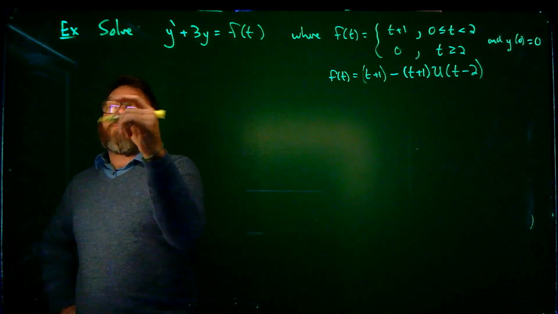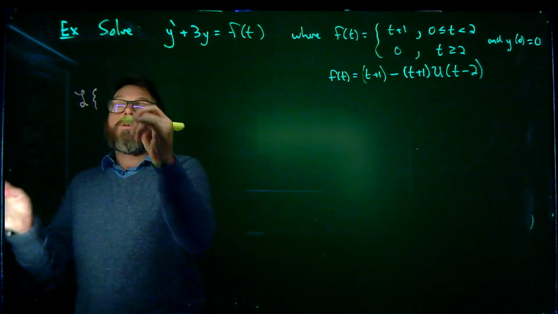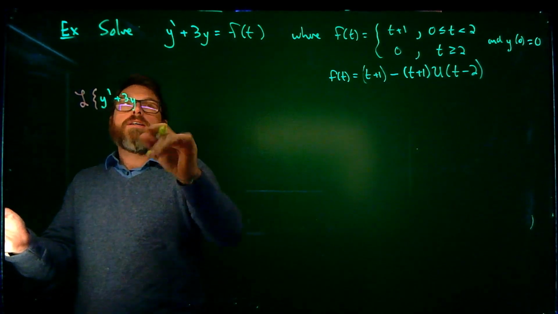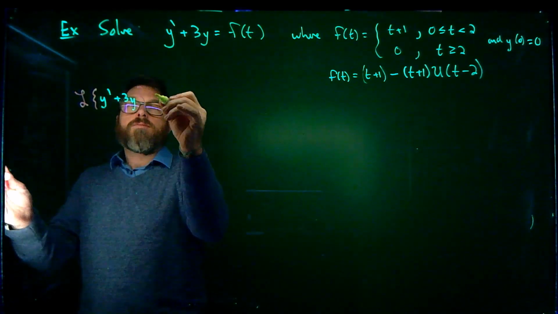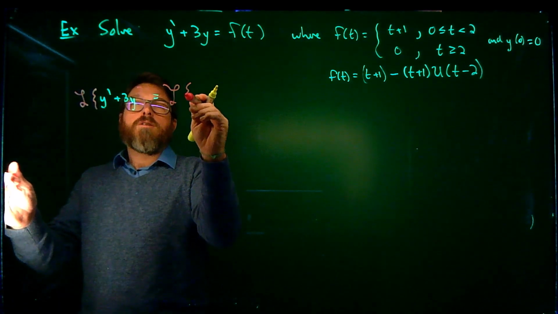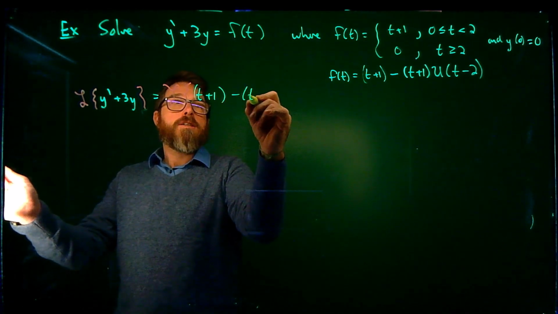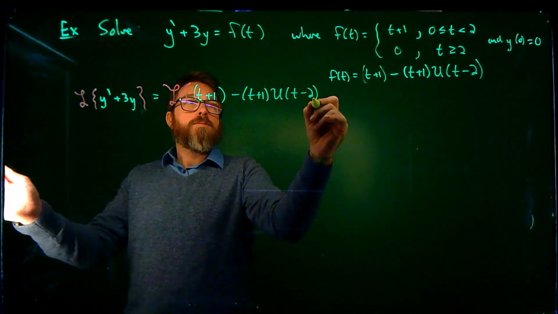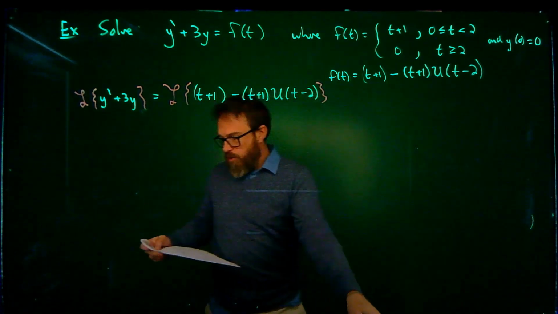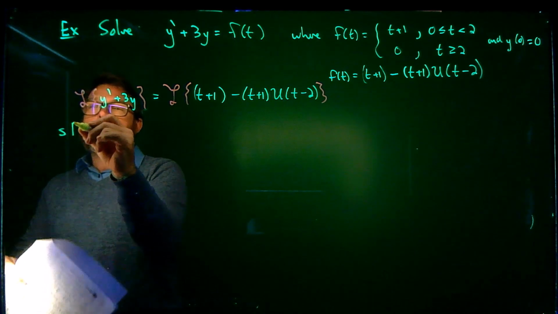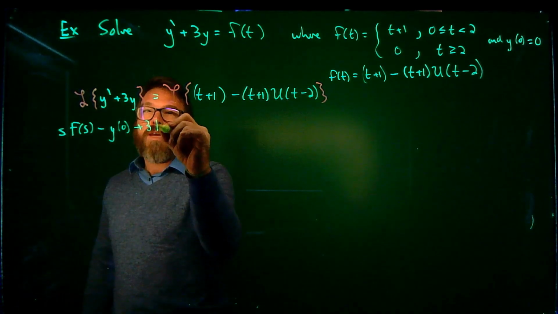So that means if I want to solve this, I'm going to have to find the Laplace of both sides. So the Laplace of this left side, y prime plus 3y, equals the Laplace of f of t, which is going to be this t plus 1 minus t plus 1 times the unit step function. Okay, so working with these, we know how to do the left-hand side. We practiced this enough. This is going to be equal to s times capital Y of s minus y of 0, and then plus 3 times the Laplace of y, which is capital Y of s.